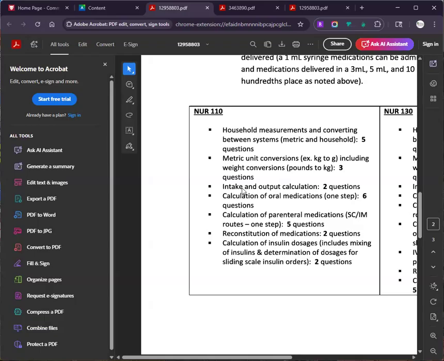There'll be a couple of reconstitution questions, and we'll talk about that. Reconstitution just means that when you receive it from the pharmacy, it's in a powdered form. You're supposed to add water to it and follow directions on the label. And I'll show you an example of that. And then some insulin dosages, including marking a syringe and being able to read a sliding scale. So we're going to talk about all those things today.